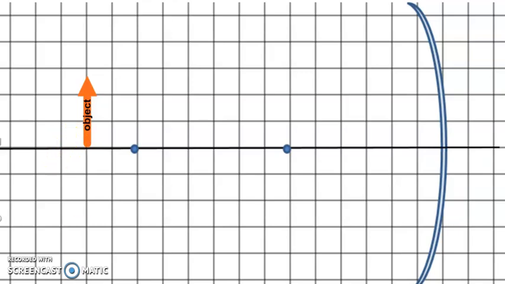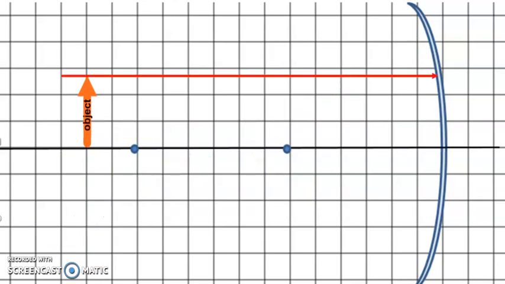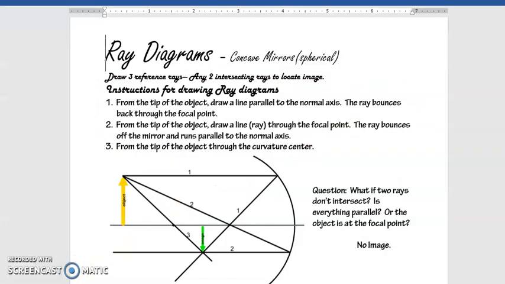So let's go ahead and start with our first line. Okay, here's our first line, and it goes straight from the tip of our object to the mirror, and then it bounces back, and it comes back right through the focal point every time. In fact, I gave you another sheet that tells you that the first ray always goes from the tip of the object, draw it parallel to the normal axis. It bounces back right through the focal point.